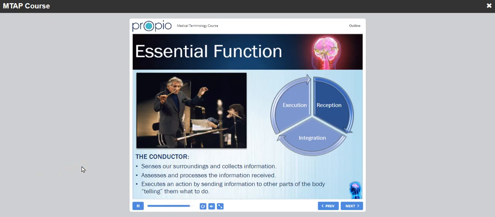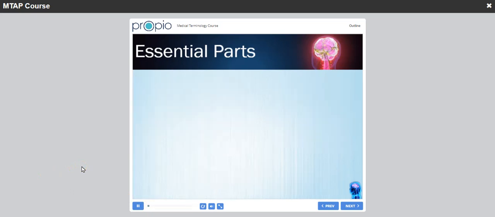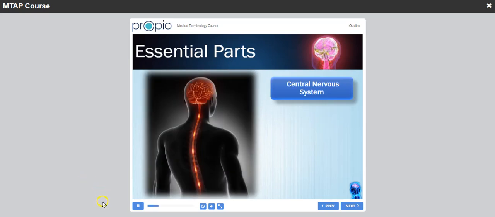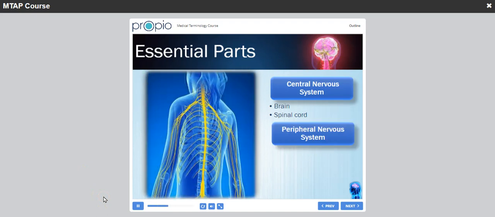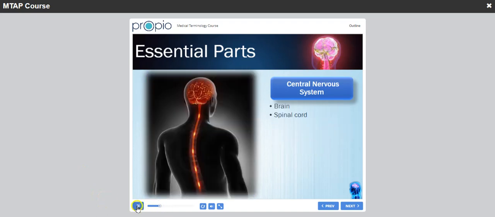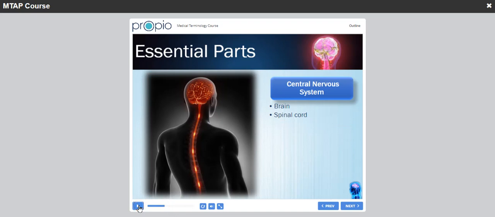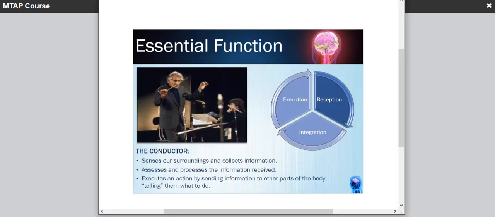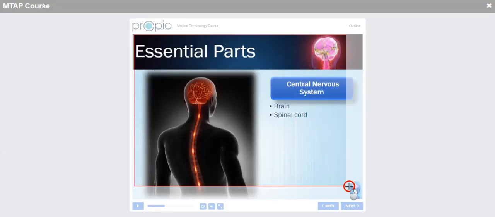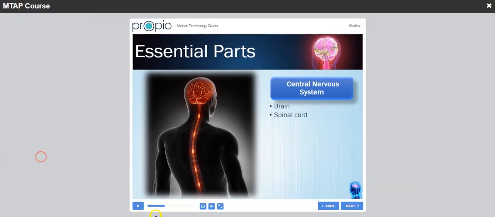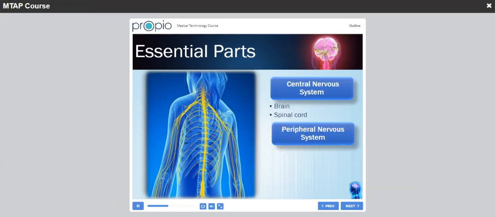Our nervous system consists of the central nervous system that includes the brain and spinal cord, and the peripheral nervous system that consists of cranial and spinal nerves, and the autonomic nervous system.